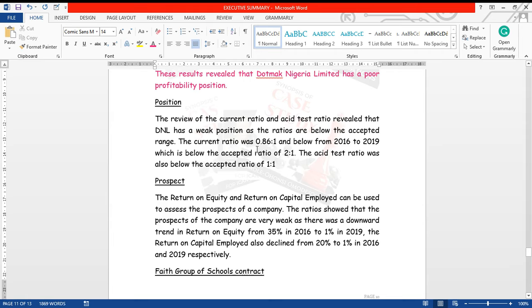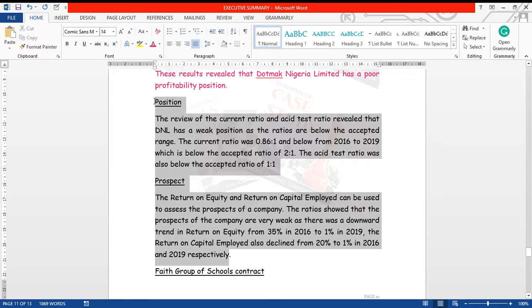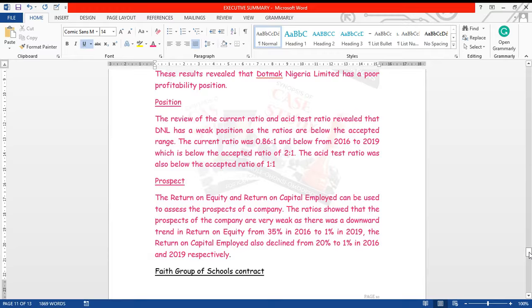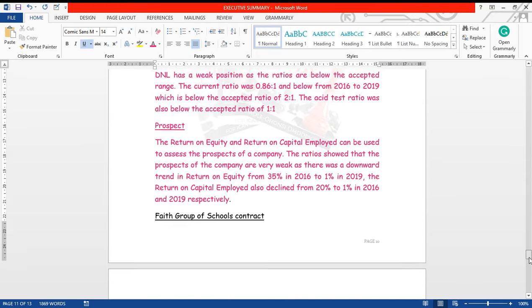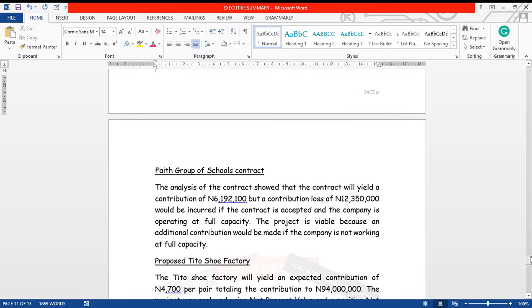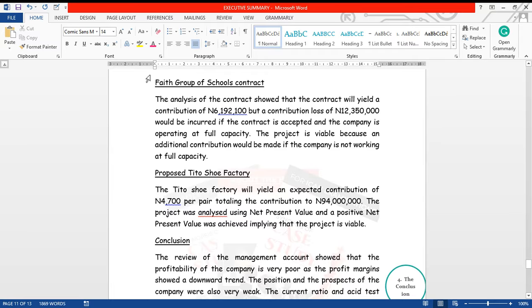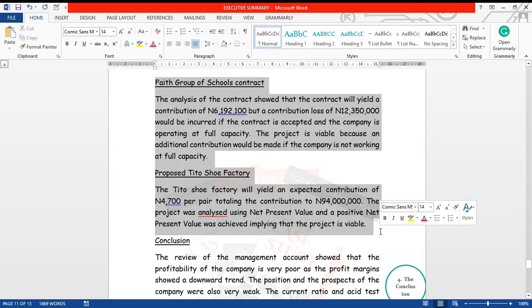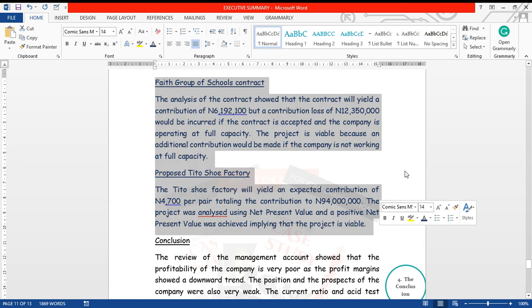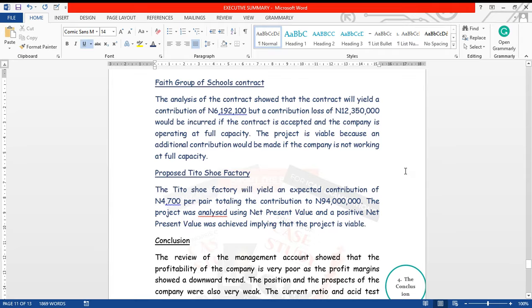Then the position, that's the financial position. You can talk about any ratio you want and put figures there. Then the prospect. So you can see that we're doing it heading by heading. This is about the first requirement, which is the financial statement analysis. This is what they asked us to do, and we presented it here. The second one was the financial data analysis, which consists of the projects they're doing, the two business proposals. So we talked about that. You talk about each of them, explain what you concluded, what you saw, everything about it, including the figures.